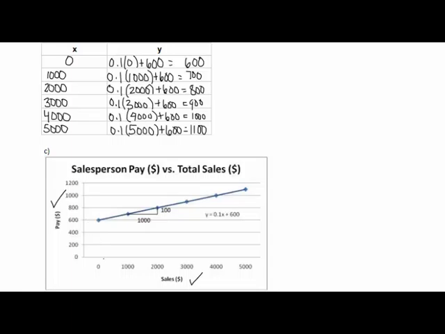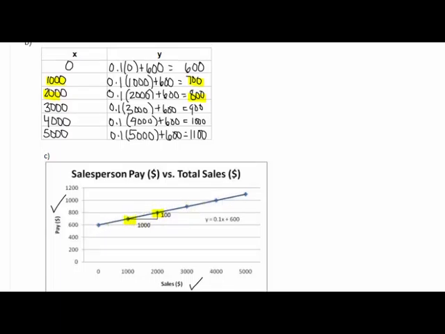And then it was simply a matter of plotting 0 and 600, followed by 1,000 and 700 here, 2,000 and 800, which is right here, and so on for the rest of the chart. And you can see that it's a linear relationship, they all form a line.